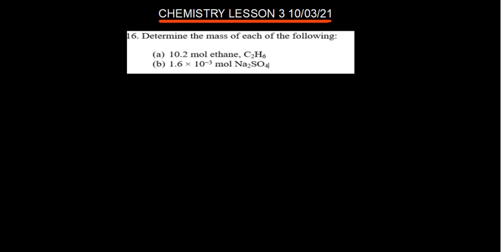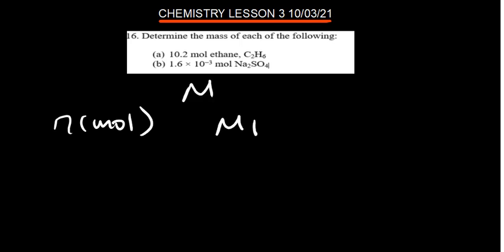Okay, going back to the question that is under study now, we are asked to determine the mass of each of the following, where we have been given 10.2 moles of ethane and 1.6 by 10 to the power negative 3 moles of sodium sulfate. So how basically do we determine the mass in such a case? What we need to understand is that the number of moles is equivalent to mass over what? The molar mass.